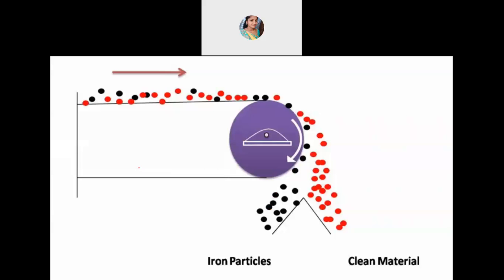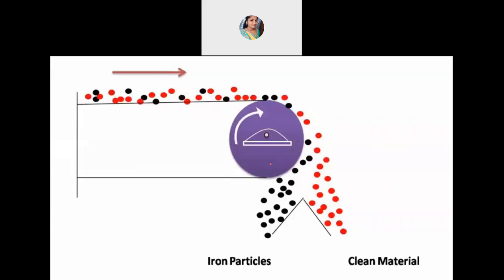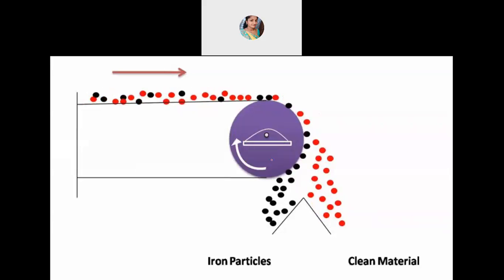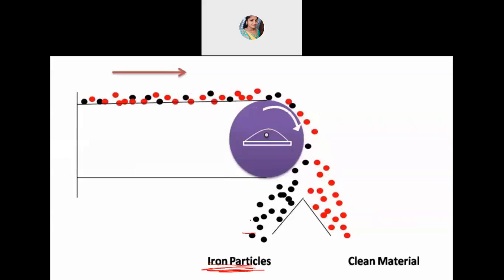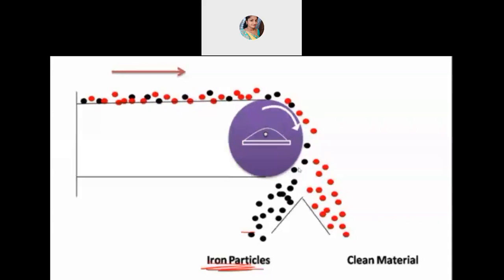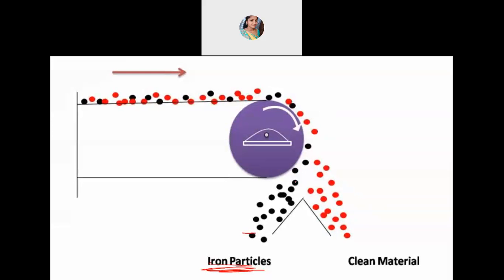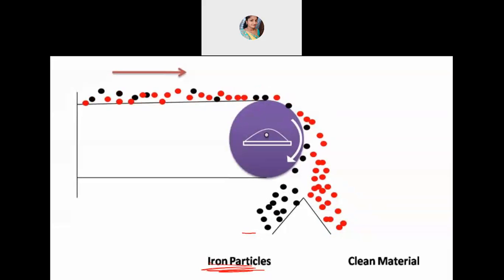One more animated picture here to give you a clear idea. You can see these black dots, those are the iron particles, which are coming near the roller. The ones which are red in color are the unwanted gangue particles which are being thrown away, because they are not getting attracted. So it is easy to separate like this.